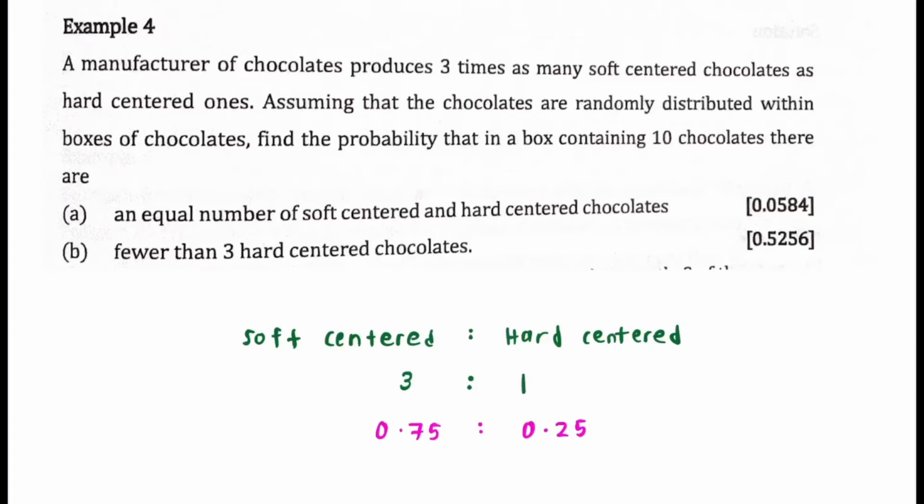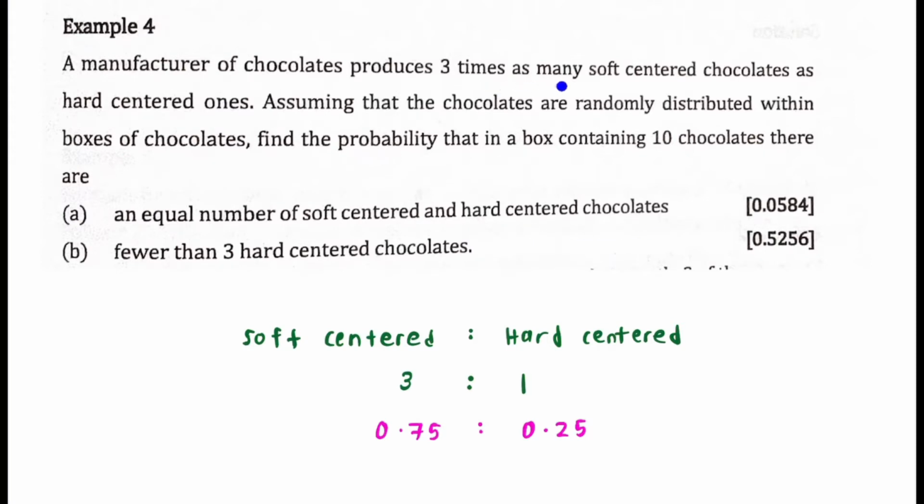Okay, for example number 4, a manufacturer of chocolates produces 3 times as many soft-scented chocolates as hard-scented ones. Assuming that the chocolates are randomly distributed within boxes of chocolates, find the probability that in a box containing 10 chocolates, there are an equal number of soft-scented and hard-scented chocolates.